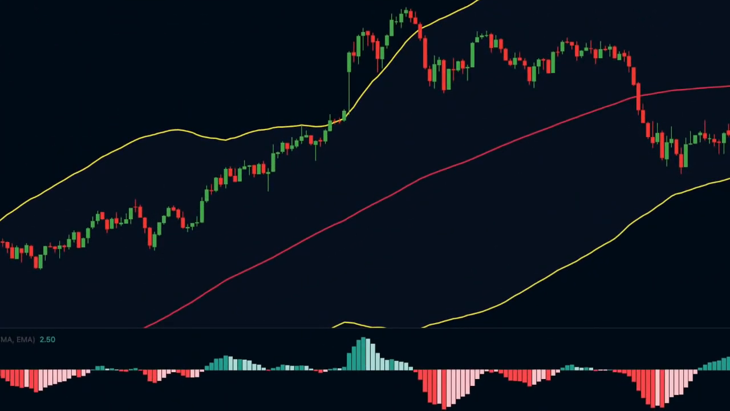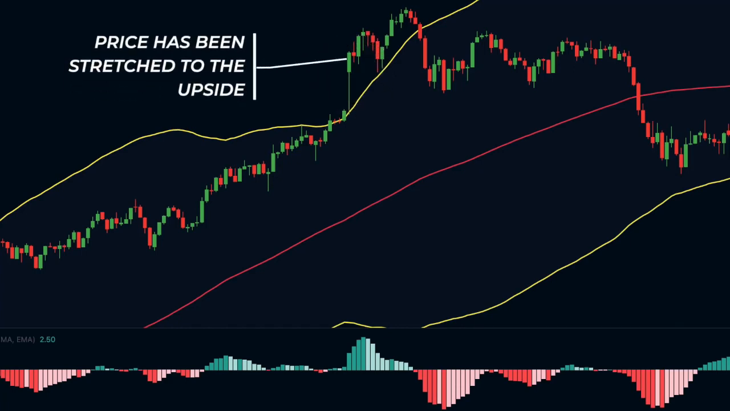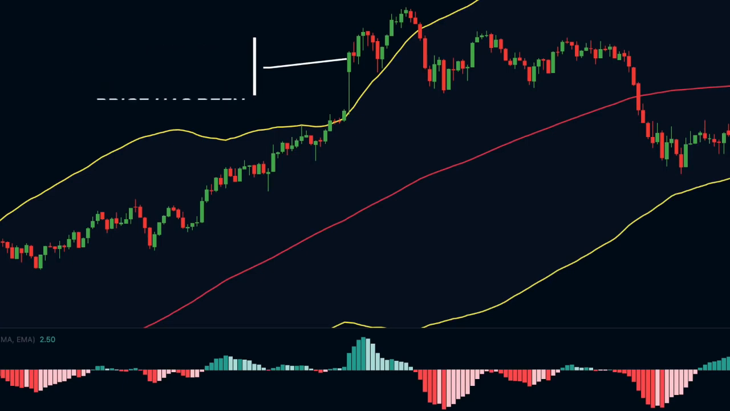Let's look at some examples to understand the strategy. On this chart, we have a very clear example. Initially, we see that the price was in an uptrend. Then, on this candle, we see that the price broke above the upper Bollinger Band. This tells us that the price has been stretched to the upside. Hence, we can expect a reversal to the downside.